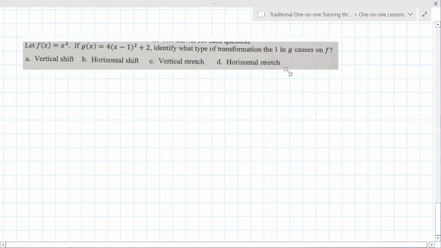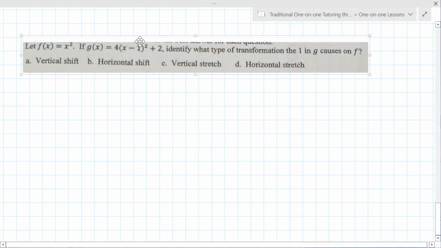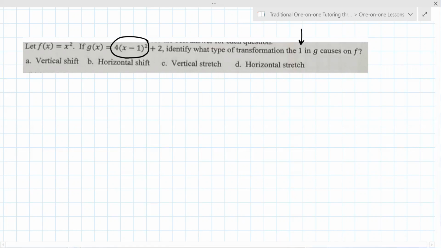All right, it says let f of x equal x squared, and here's the new function g of x. They're asking about the transformation of the 1. So here's the 1 right here. One thing you could do would be to graph this. The other is to just know that inside the function, it's a horizontal shift. You don't even have to say left or right, but you need to know that it's a shift, not a stretch. The 2 would be a vertical shift up. The 4 is a vertical stretch.